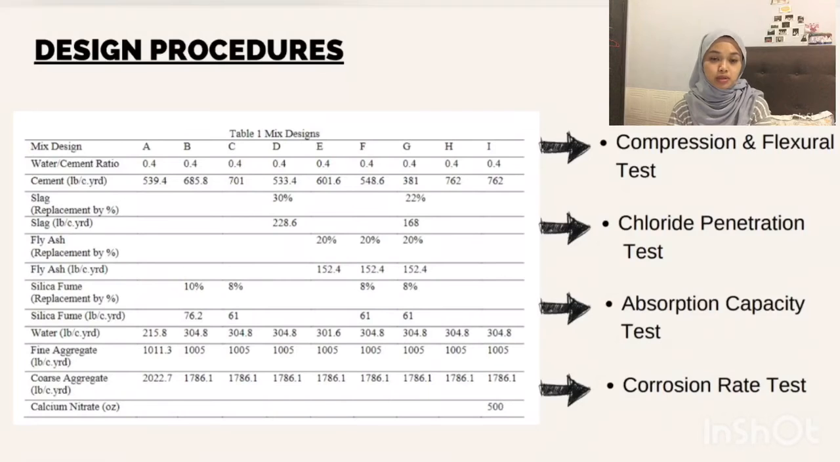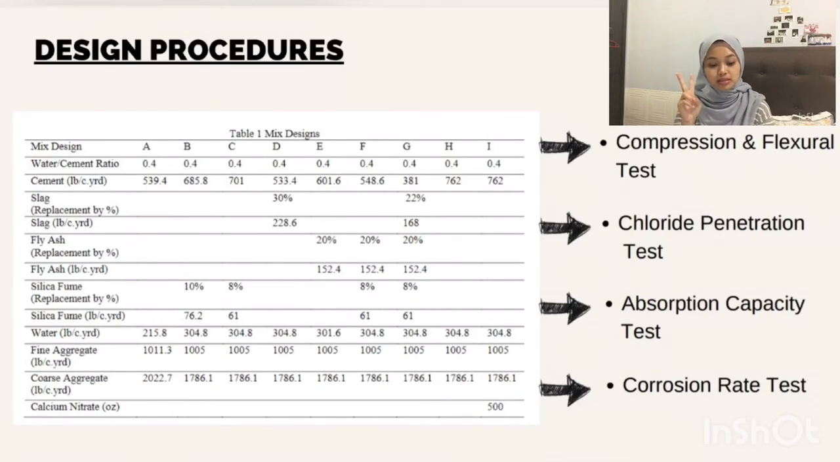The water to cement ratio was kept fixed at 0.4. Then, the optimum 4% dosage of calcium nitrate was added into the mix design. According to the previous case study, there are 4 tests in this design procedure. The first one is compression and flexural test.